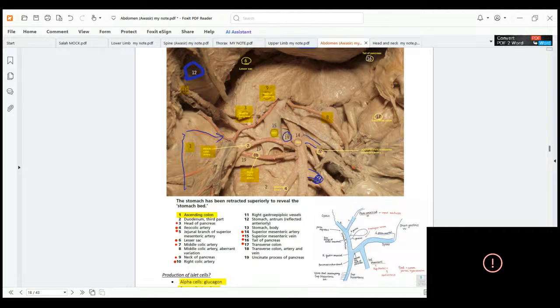It is there in the file, page number 18. 3 is the head of the pancreas.